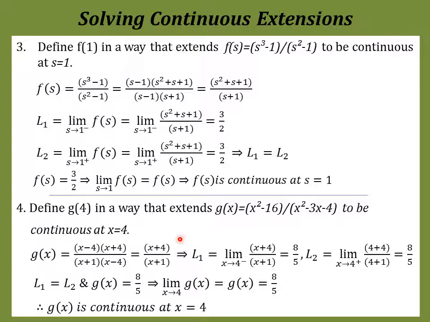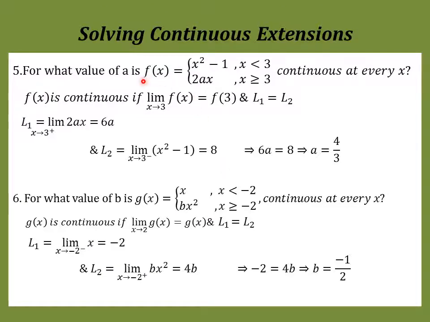That's why we can directly take L1, the limit from the left, and L2, the limit from the right, and we find that the value of them is the same. So L1 and L2 are equal, and we take g of x, substituting the value of x, which is 4, in the function after simplifying. So the result is 8 over 5. Now the limit equals the function at x equals 4. So the function g is continuous at x equals 4.